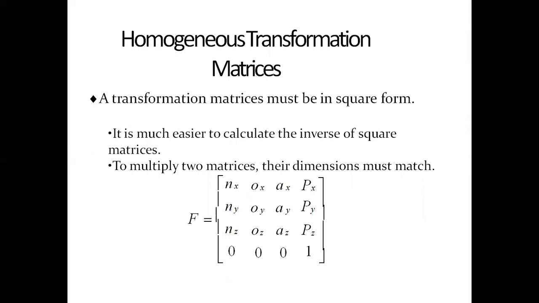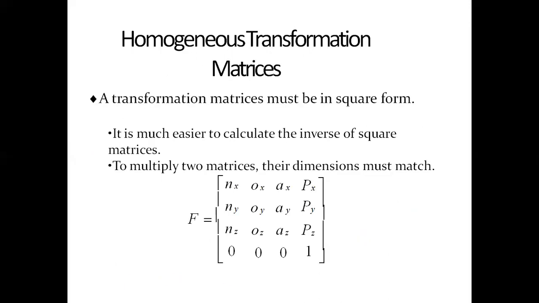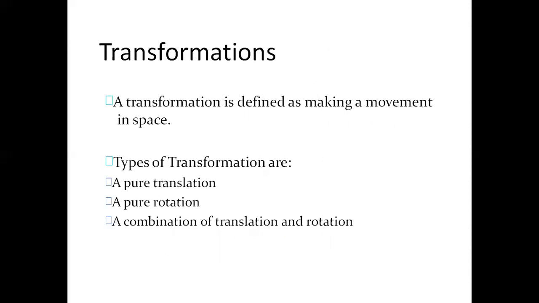A transformation matrix must be in a square form. It is much easier to calculate the inverse of a square matrix. In order to multiply two matrices, the dimensions must match. So when you are seeing over here, the dimension has to be 4 cross 4 and this also has to be 4 cross 4. So when you multiply both of these, we will be able to get the factors. So F is equal to nx, ox, ax, px; ny, oy, ay, py; nz, oz, az, pz; and 0, 0, 0, 1 will be there.